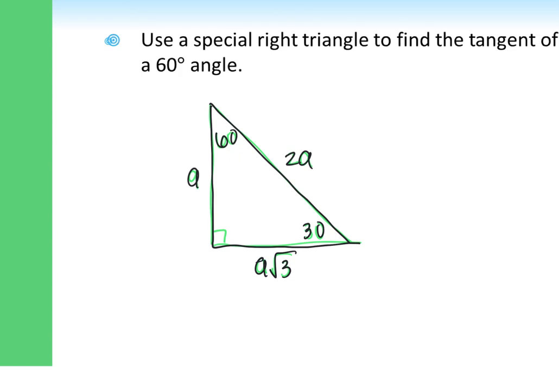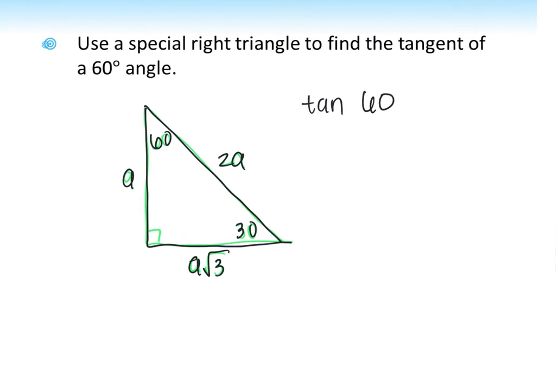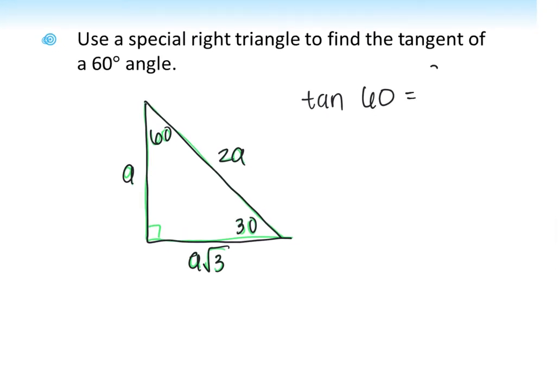All right. So, what we're going to do is we're going to take the tangent of 60. Remember, the tangent of 60 is going to be opposite over adjacent. What is the opposite side to the 60? A times the square root of 3. And what's the adjacent leg to the 60? A. Can we simplify A square root of 3 over A? Yeah, the A's cancel. And we've got the tangent of 60 equals the square root of 3.